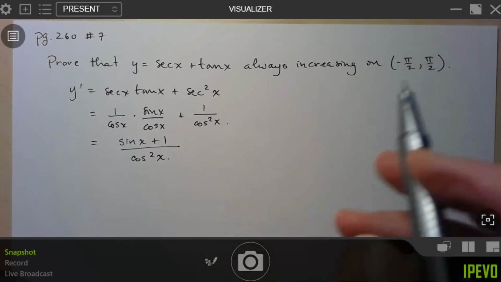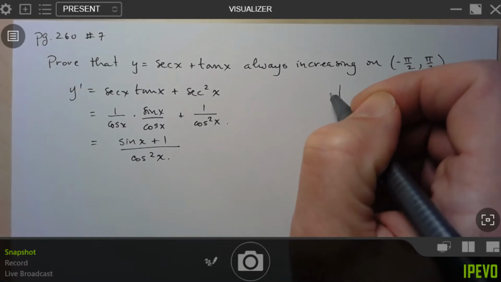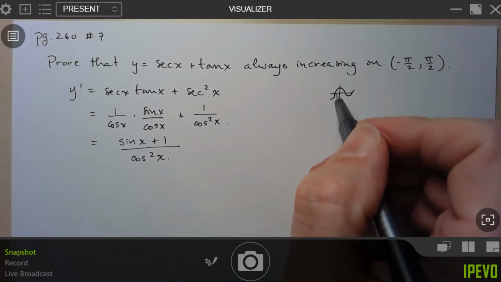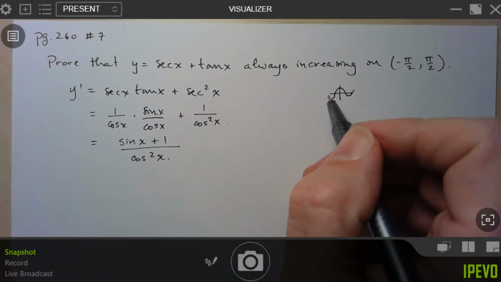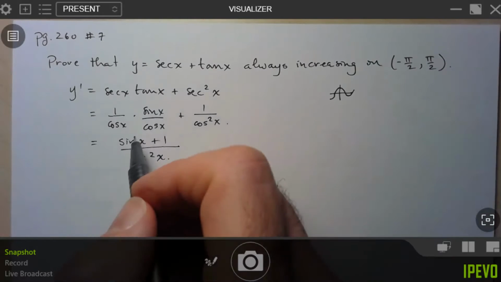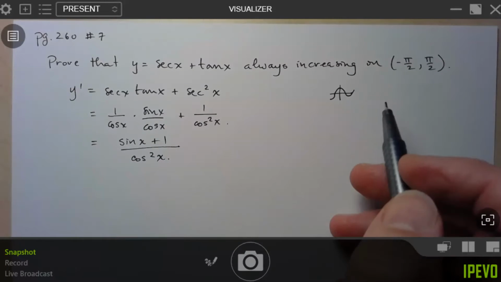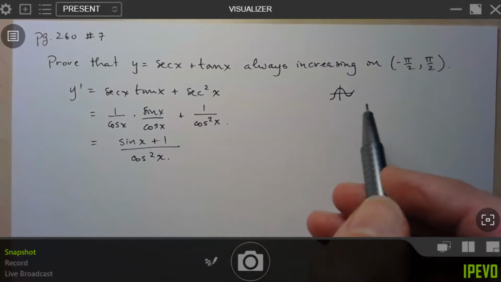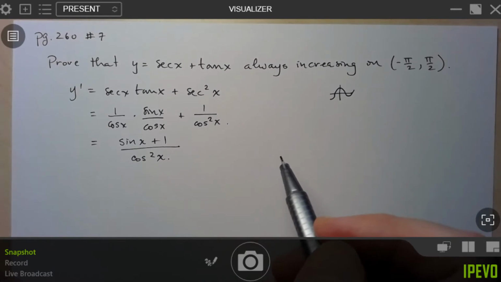Okay. But let's take a look at the interval that we're working with. So we know that cos x, okay, is 0 at negative pi over 2 and at pi over 2. Okay, but not in between. All right, so I don't have to worry about the denominator being equal to 0 because cos x is never 0 in that interval since we're not including the endpoints. All right, and it's being squared, so I don't even need to worry about what the actual sign of cos x is in that interval.